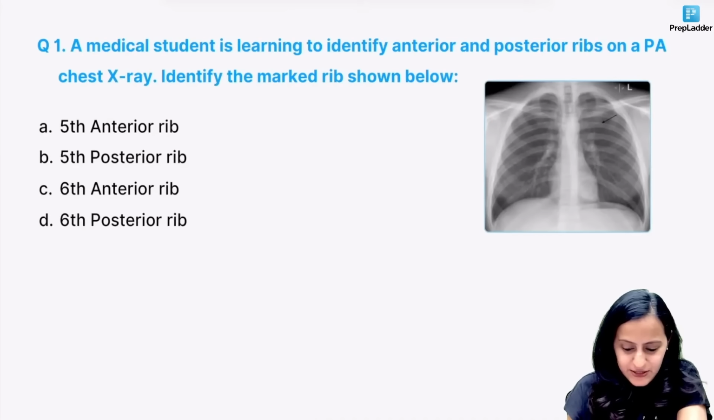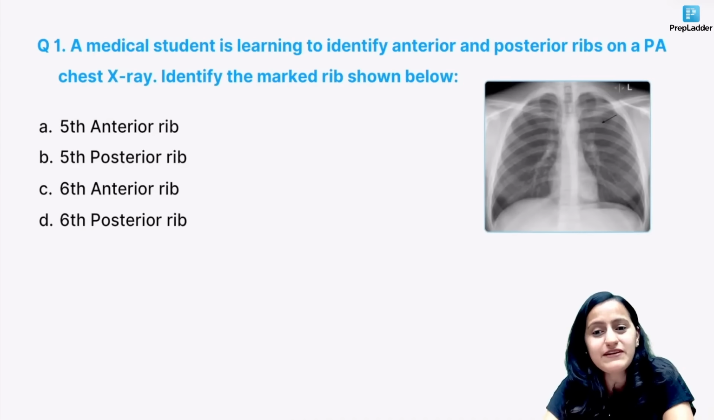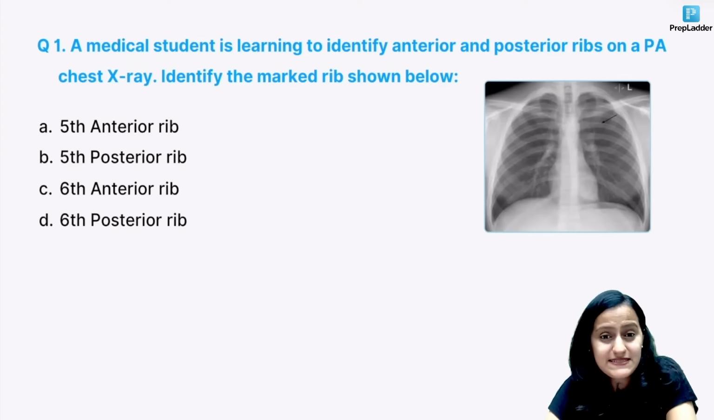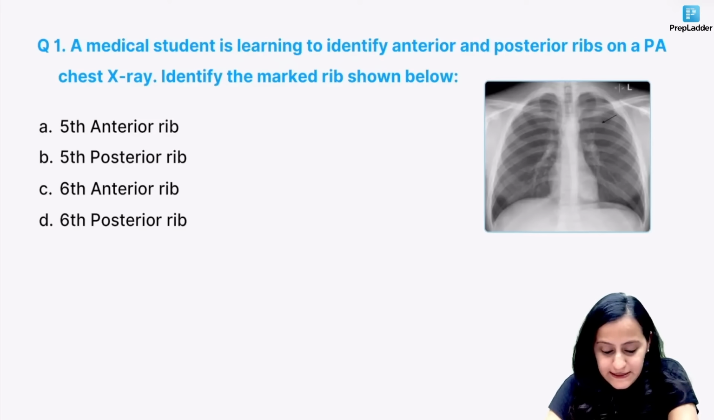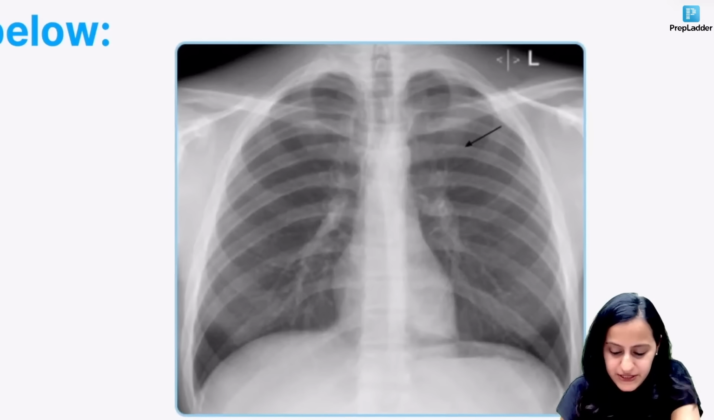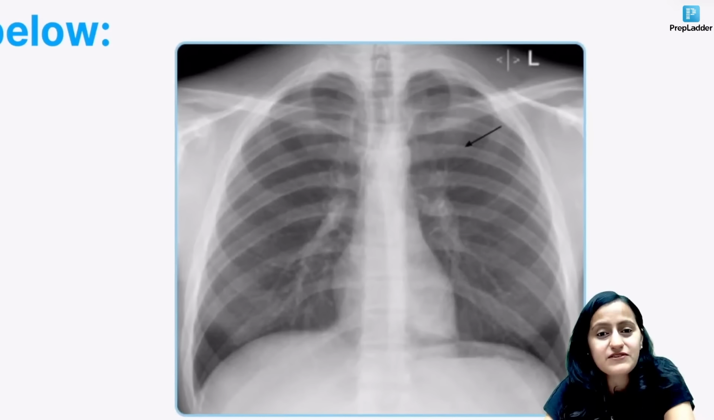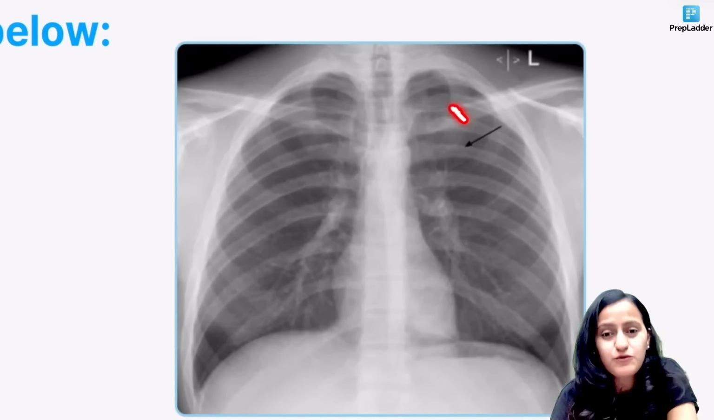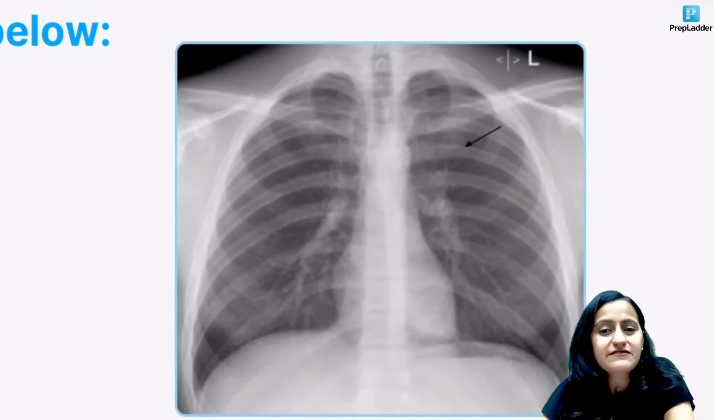Hello everyone. So let's start with the first question, very important and frequently asked in recent years: to identify the marked rib, whether it is an anterior or posterior rib, and whether it is the fifth rib or the sixth rib, right? So how do you do the rib counting? Start with the first rib. This rib, which is more broad that you see there, that is the first rib.